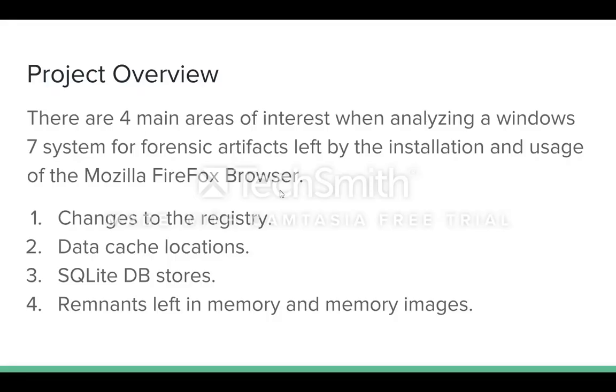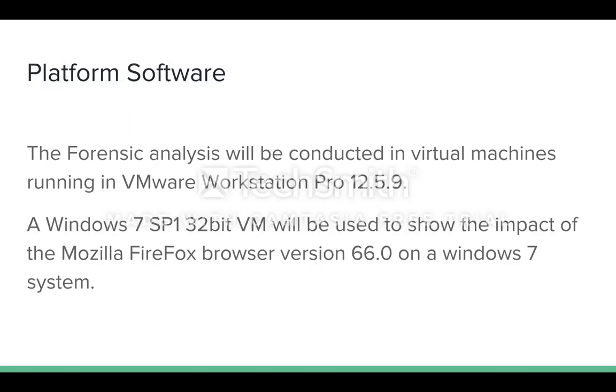In this project, there will be four main areas of interest when analyzing a Windows 7 system for forensic artifacts left by the installation and usage of the Mozilla Firefox browser. We'll be looking at changes to the registry, data cache locations, SQLite database stores, and remnants left in memory and memory images. The forensic analysis will be conducted on virtual machines running in VMware Workstation Pro 12.5.9.